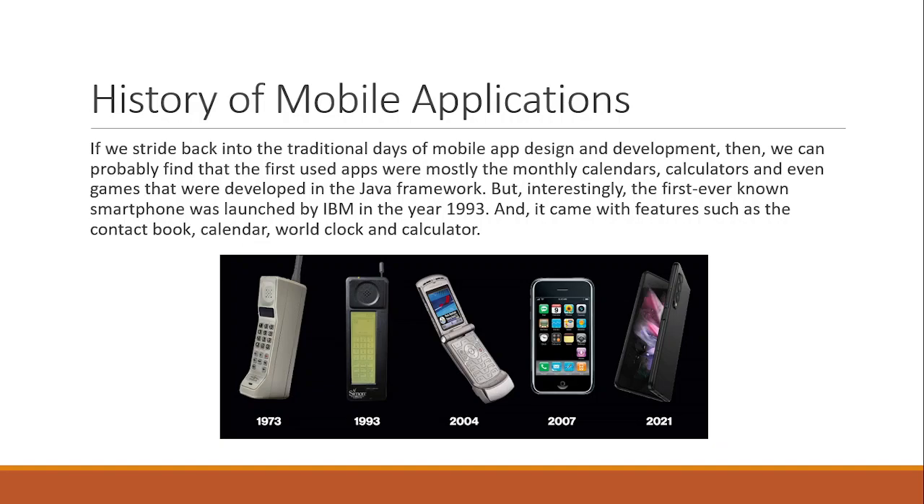So as you can see in 1993, then 2004, 2007, and then 2011. With the major breakthrough in 2007, that is where the first smartphone was released. So let's try to walk on memory lane.